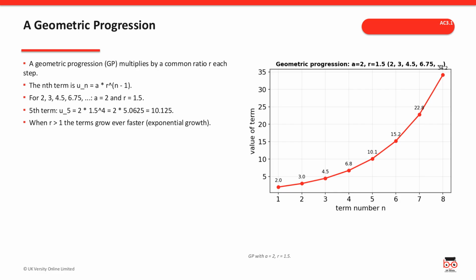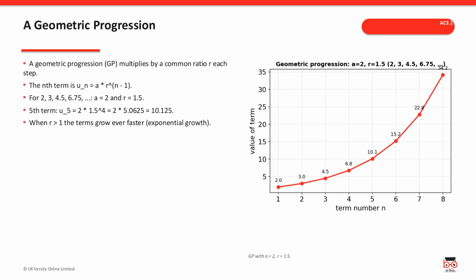A geometric progression multiplies by a common ratio each step, and its nth term is u sub n equals a times r to the power n minus 1. Take 2, 3, 4.5, 6.75. Here a is 2 and the ratio r is 1.5. For the fifth term, we work out 2 times 1.5 to the fourth power, which is 2 times 5.0625, giving 10.125. When r is bigger than 1, the terms grow faster and faster.